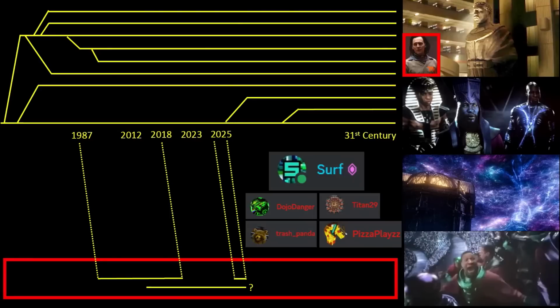But I can tell you this much. A ton of us on the Discord server, because remember, we have a Discord server, a ton of us brainstormed. And I don't think this is even everybody. These are some of the main people. First of all, Surf, huge gold star. Surf, you are the man. I can't tell you how many hours we sat on VCs talking this through. But also Dojo Danger, Titan, Trash Panda, and Pizza Plays. All of you guys, they sat on VCs, we did chats, etc., trying to get this to all work out.